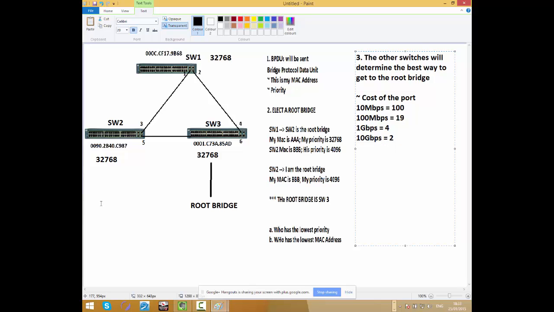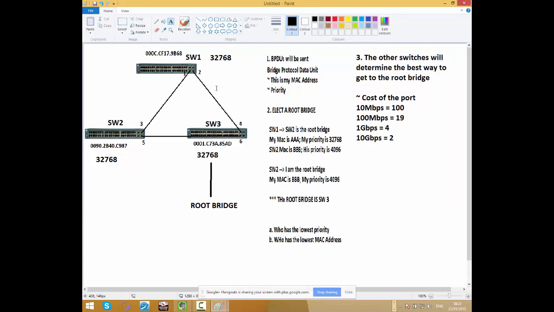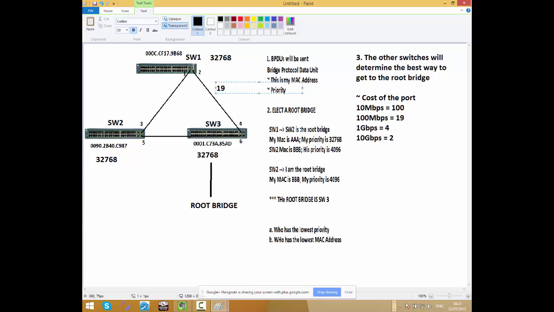So now what they're going to be trying to calculate is, if all the ports are 100 meg, this guy will go, it will only cost me 19 to use this path to get to the root bridge. If I want to use this path, it will cost me 19 here, and it will cost me 19 here. So that is 38. So we're going to be like, okay, the best path for me to get to the root bridge is from port 2.